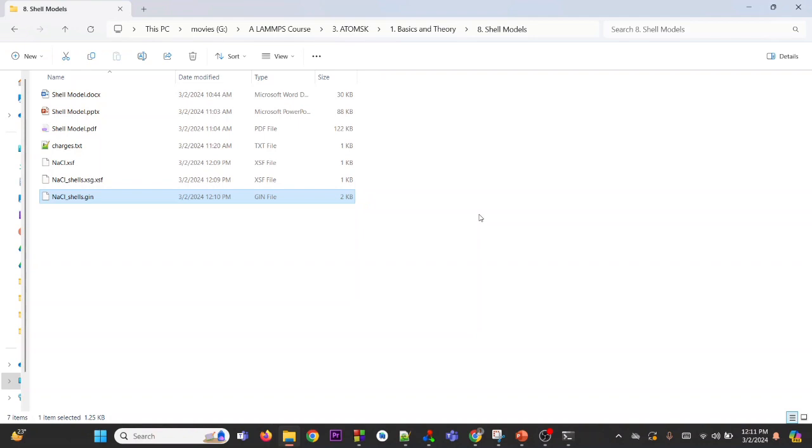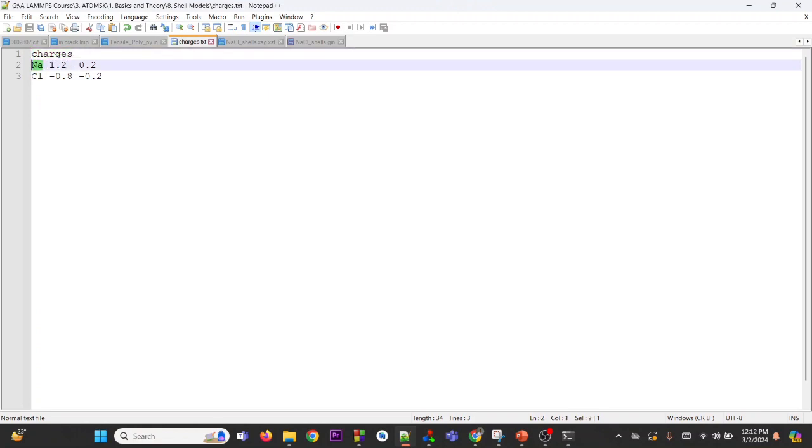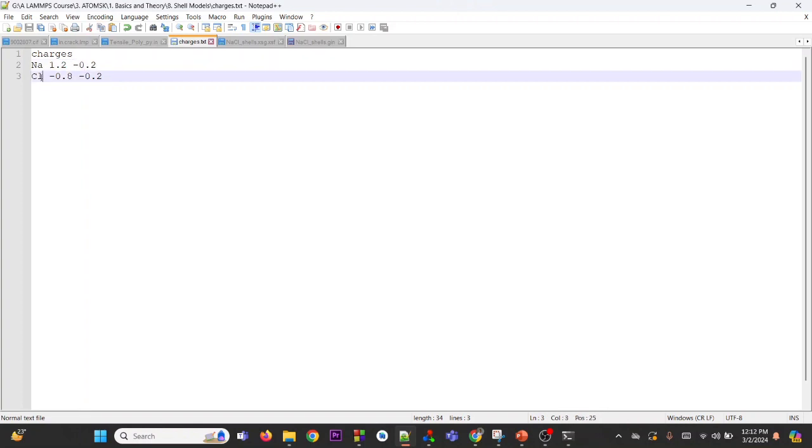The next stage is adding charges to those shells. For adding charges, we can use this text file. In this text file, firstly we have to use the keyword charges, next sodium. Then you can see I have used 1.2. This 1.2 is for the core and the minus 0.2 is for the shell. Again, for chlorine, we have used minus 0.8 and minus 0.2, which means the first number is for the core and the second number is for the shell.